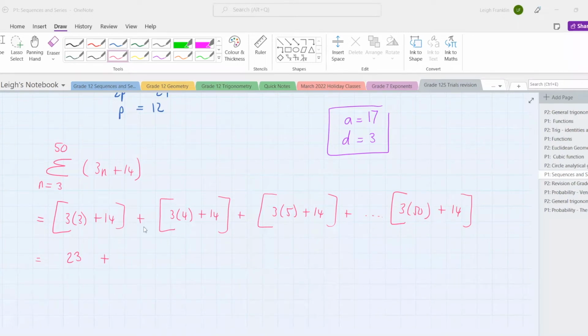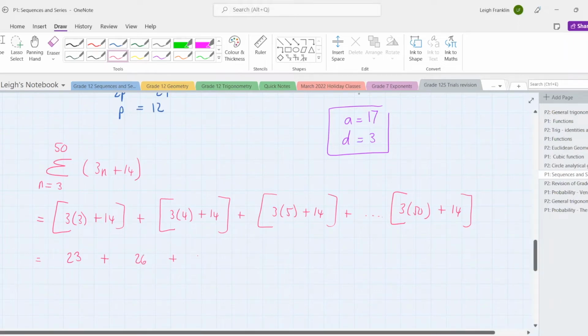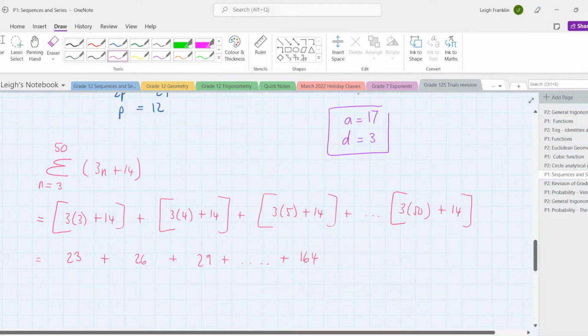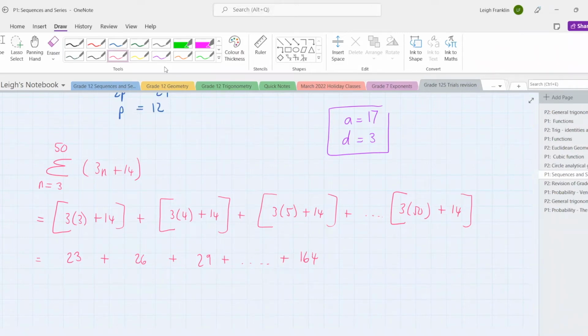Indeed, absolutely. And then the third term would be 29. And then all the way down, the very last term would be, well done, 164. Okay, so this is an arithmetic pattern, because there is a constant difference of 3. So in other words, a is equal to 23 and d is equal to 3.